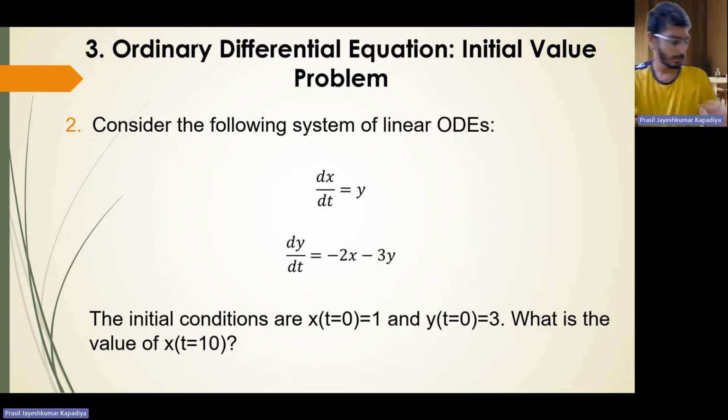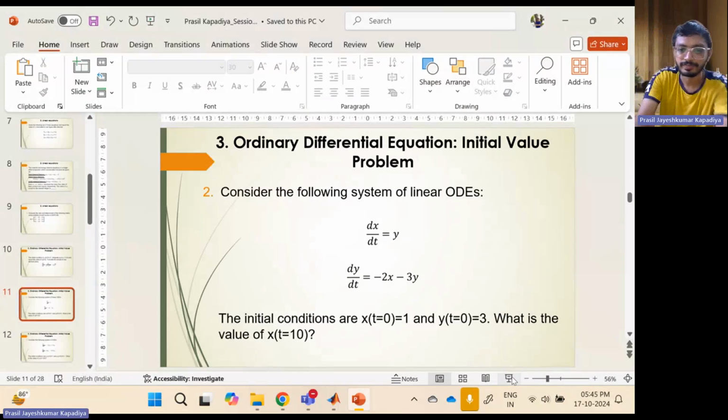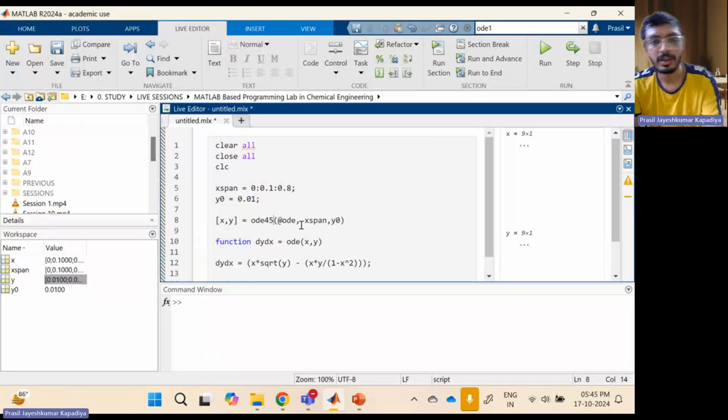Consider the following system of linear ordinary differential equations. dx/dt is equal to y. dy/dt is equal to minus 2x minus 3y. So what is the difference here? Here we are having coupled ODEs. The initial conditions are x at t equals 0 is 1, meaning when t is equal to 0, x is equal to 1. And when t is equal to 0, y is equal to 3. So what is the value of x at t equal to 10? So let's write it down.